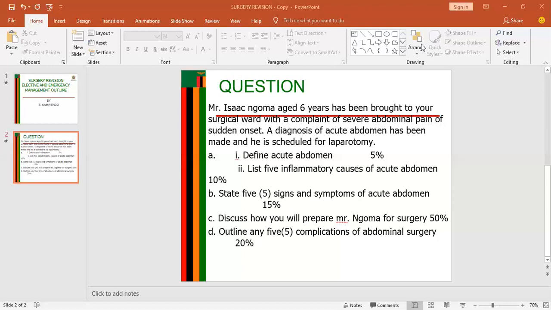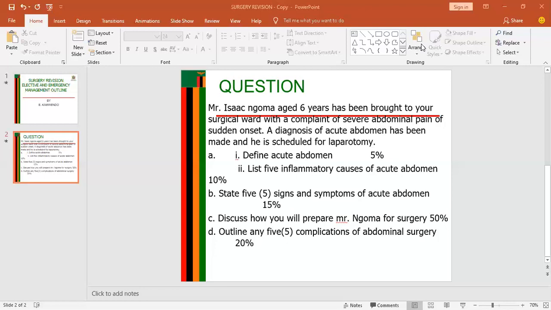Then question A, 2 is saying list 5 inflammatory causes of acute abdomen. So inflammatory causes, meaning you just need to mention those conditions which lead to inflammation. The first one that we can talk about is acute appendicitis, which is the inflammation of the appendix. Peritonitis, inflammation of the peritoneal cavity. Pancreatitis, there is also diverticulitis and also cholecystitis. So these are inflammatory causes of acute abdomen.